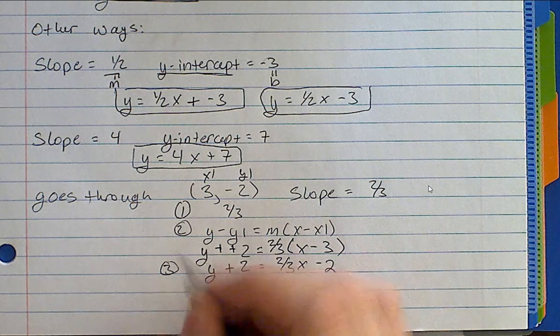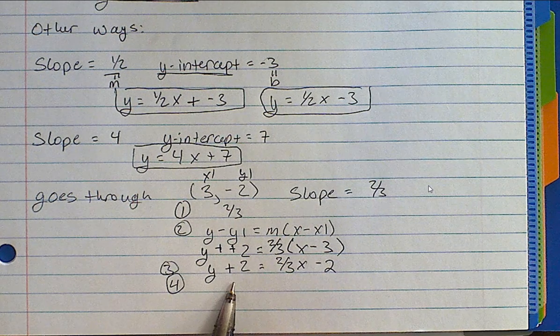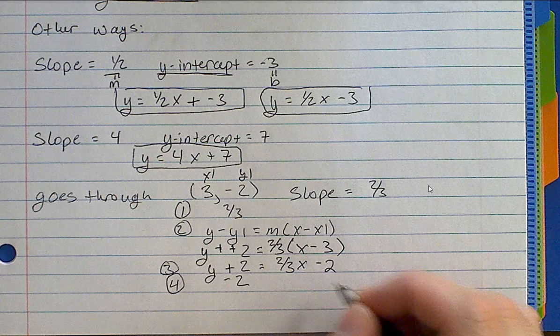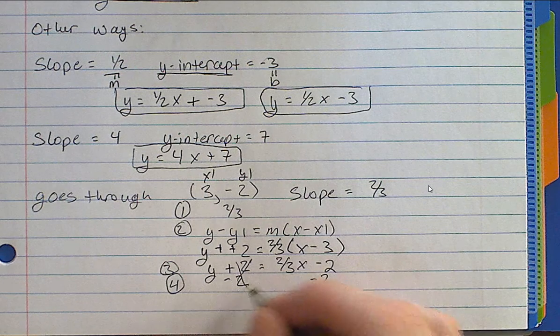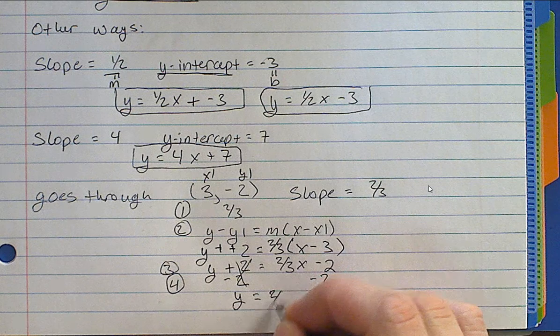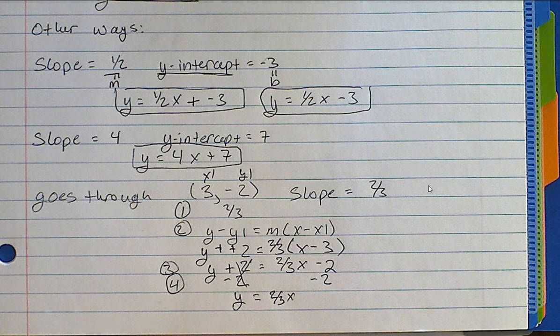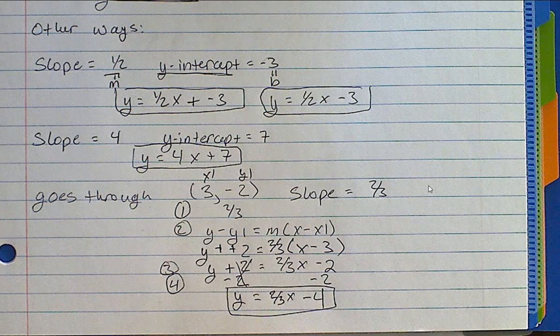Now, final step. Step number 4. The coup de grace, the finishing blow. Jesse, how do I get rid of this plus 2 that's by the y? So I minus 2 from both sides, right? Minus 2, minus 2. Now, on the left-hand side, this cancels out, leaving just a y. On the right-hand side, nothing happened to change the x, so it's still 2/3 x. But, Jesse, what is -2 minus 2? -4. Sweet. So there we go.